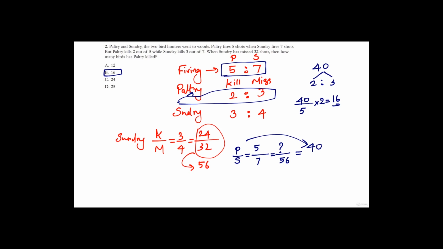Now let us see the alternate method. Instead of using all these calculations, let us go with the alternate method. The kill to miss ratios given are 2 is to 3 for Poultry, and 3 is to 4 for Sundry. So we can consider 2 is to 3 is to 4 as the combined ratio. This is given as 32. 4 units is 32, so 2 units will be 16. So we get the answer directly using this method.